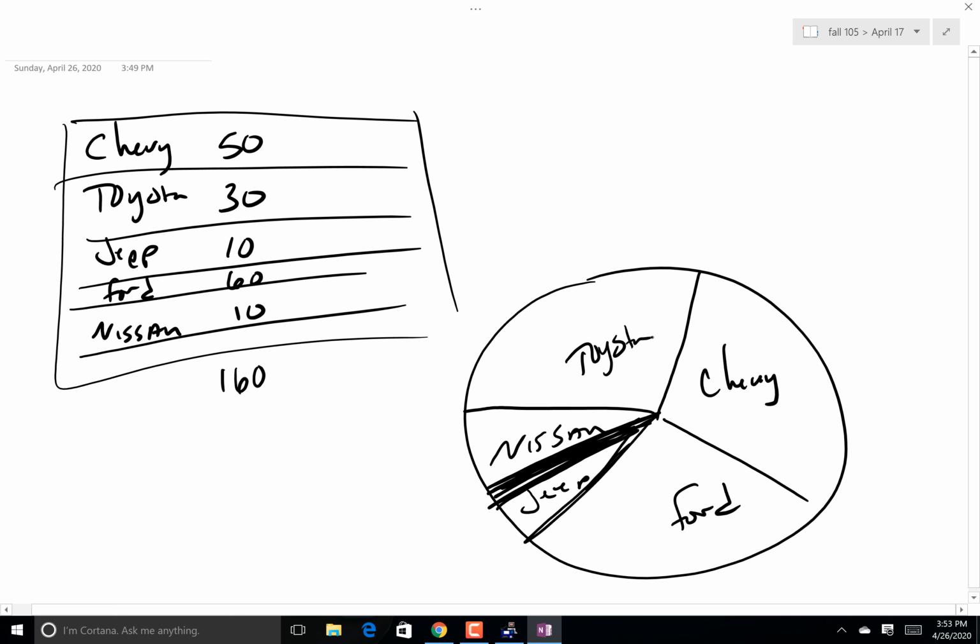Of course this isn't to scale. But the idea is that when we do a pie chart, it's always about percentages. What percent of my sales were Toyota? What percent were Chevys? What percent were whatever? Because in this case, I actually care about percentages, not totals.